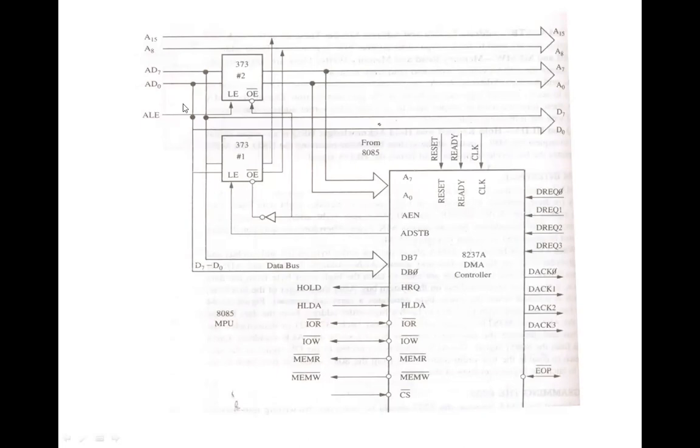So the first purpose is to latch the content of the data bus and put it on the higher order address bus. And the second, whatever is contained in AD0 to AD7, is latched at A0 to A7. So this is how the system is interfaced with the microprocessor.